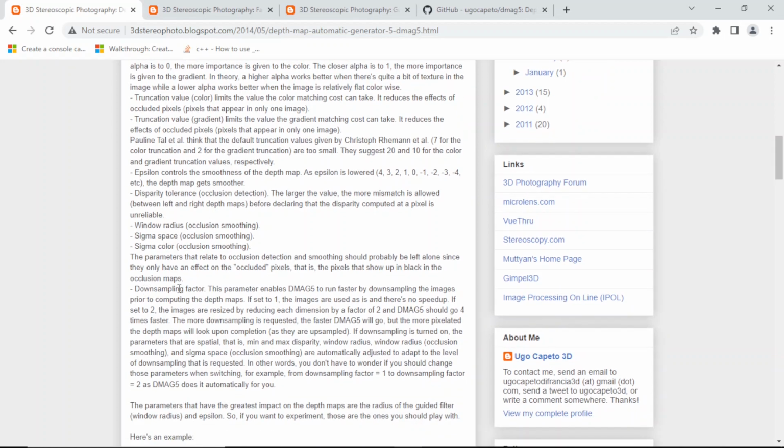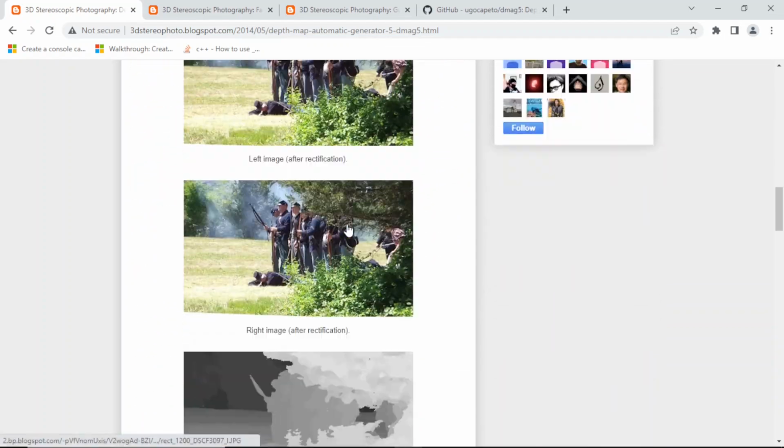And then you have the downsampling factor. If you have very large images, use downsampling factor 2, 3, 4. If you use downsampling factor 2, you should get a speed up of 2 by 2 equals 4. If you use downsampling factor 3, 3 by 3, 9, so a speed up of 9. Okay, and then I give an example.